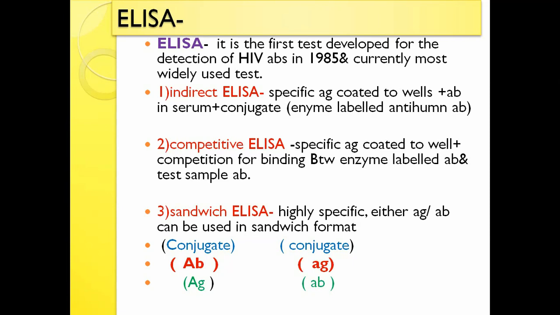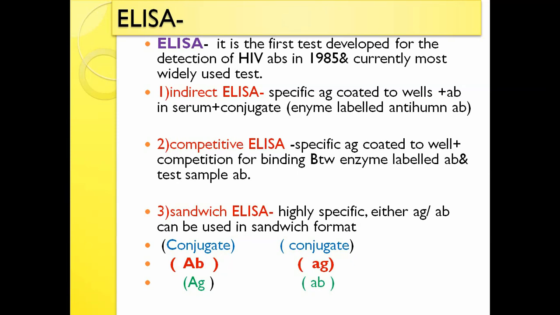So there are three methods, that is indirect ELISA, competitive ELISA and sandwich ELISA. In indirect ELISA, antigen is coated to the well and antibodies in the serum are detected using conjugate. Whereas in competitive ELISA, antigen is coated to the well and there is a competition between antibodies of the test sample and the conjugate to bind to that antigen coated to the well.